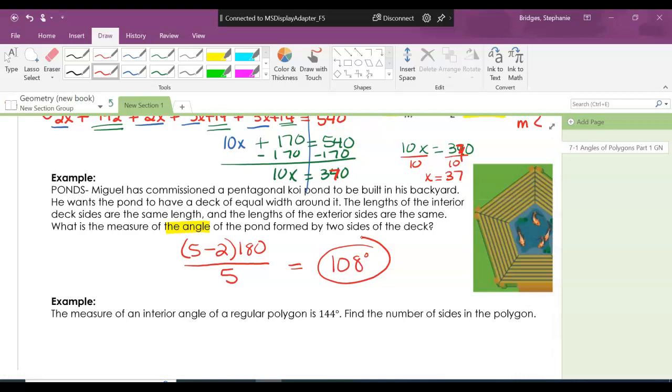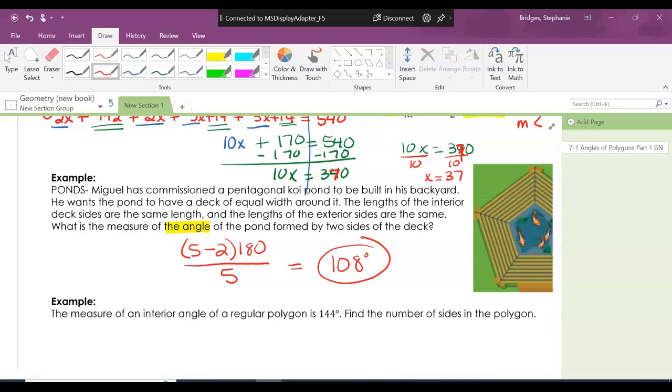Okay, so you have to be careful with the wording. Make sure you're paying attention. Are they asking for one angle or are they asking for all of them together? That's the difference in the formulas. Now we're going to have to do a little bit backwards here. Everybody ready for the next one?